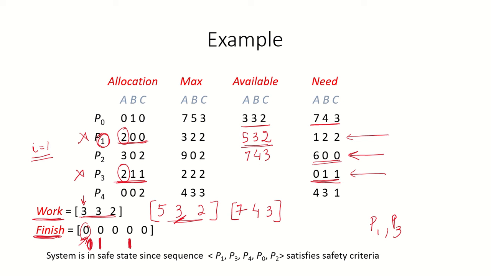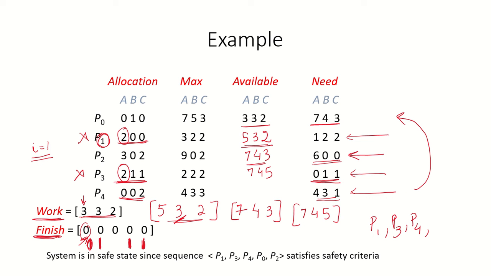Now what is the next index? Next index is 4. So is its need less than the available? Yes, it is less than the available. So now P4 can run, it will finish, it will release its resources. So the updated vector would be 7, 4, 5 and its finish value will also be updated to 1. Now we go back over here and see what is next.